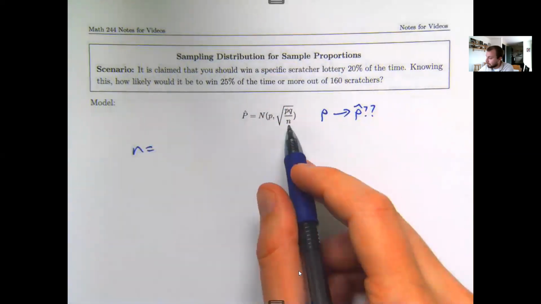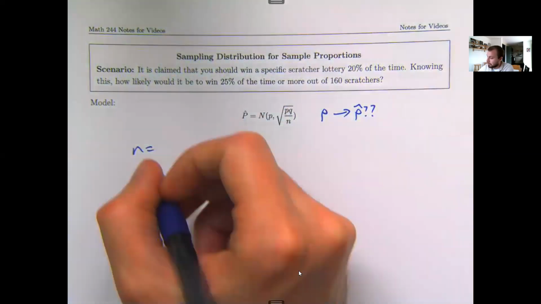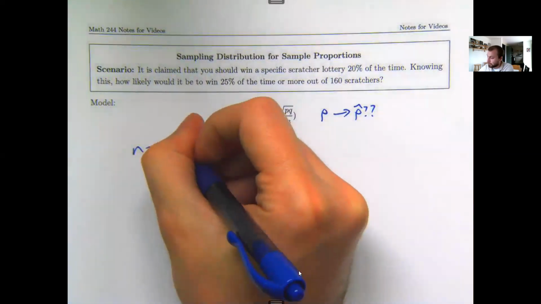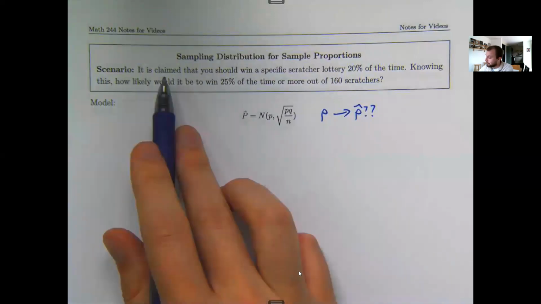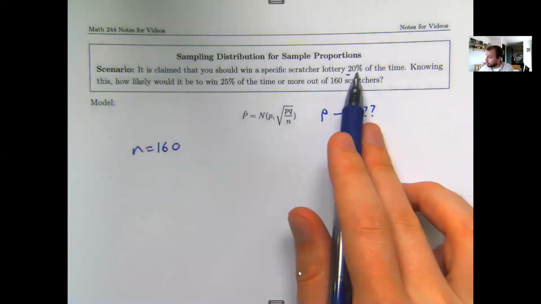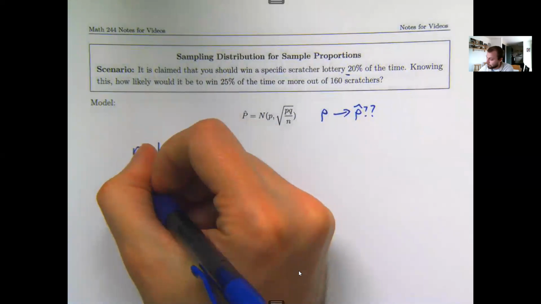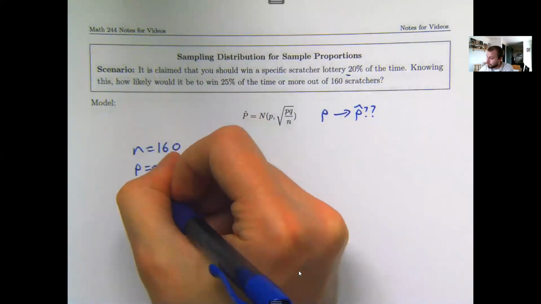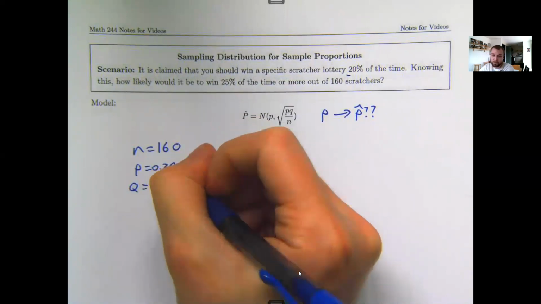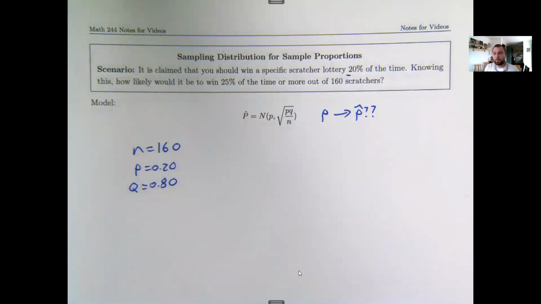N, lowercase n, is the number of samples. And for this problem, it seems like I'm dealing with 160. My population success rate, they tell me I should win 20% of the time. If I win 20% of the time, q is my failure rate. They're complements of each other. Winning 20% means you're losing 80%.